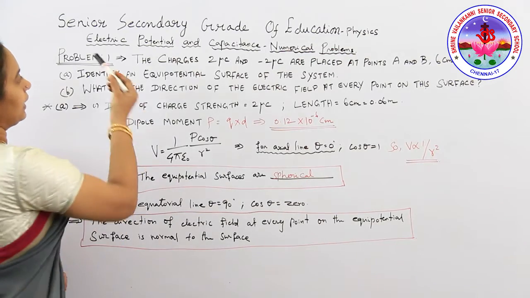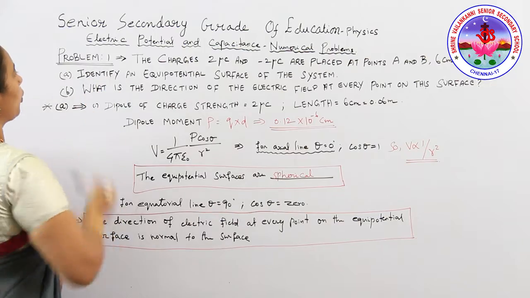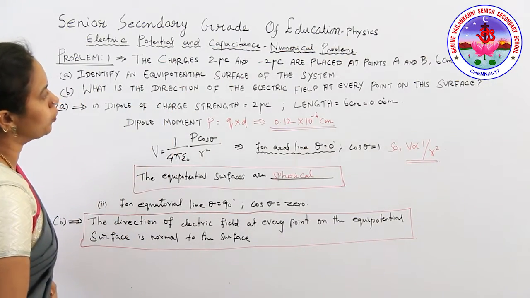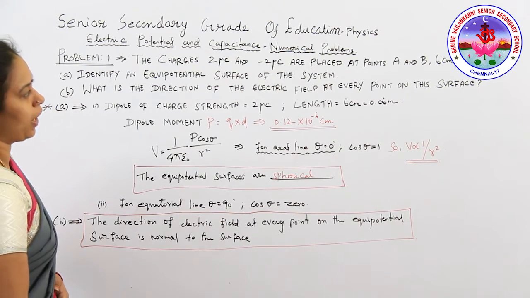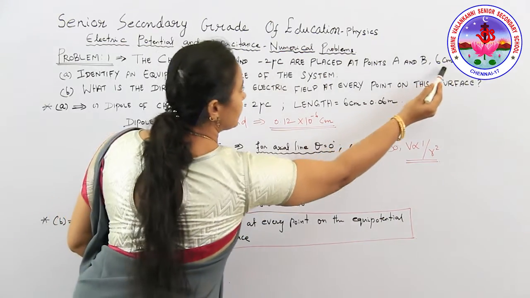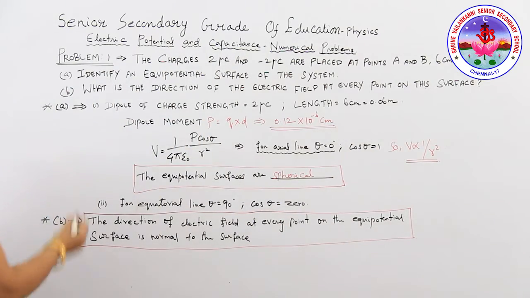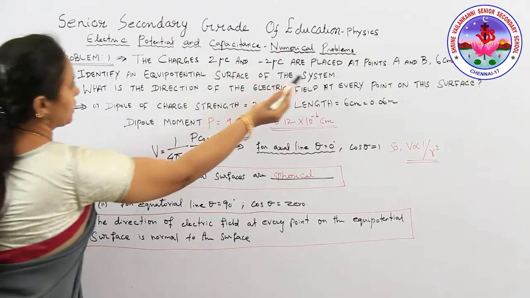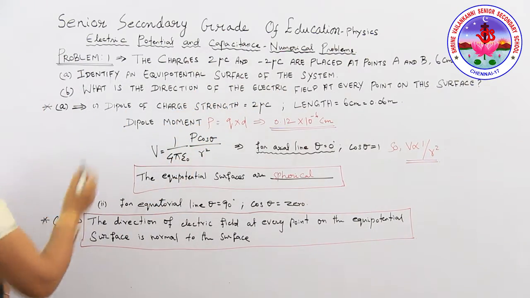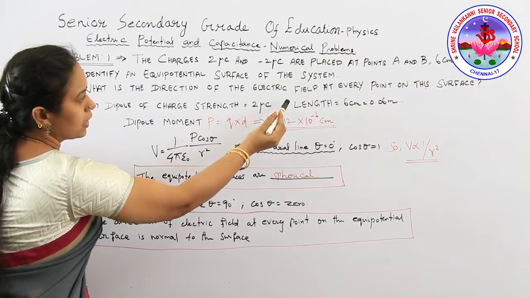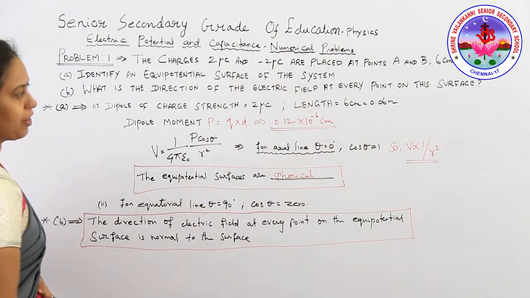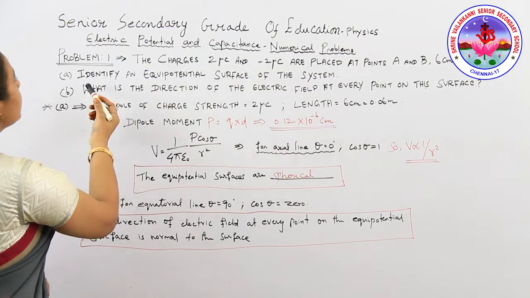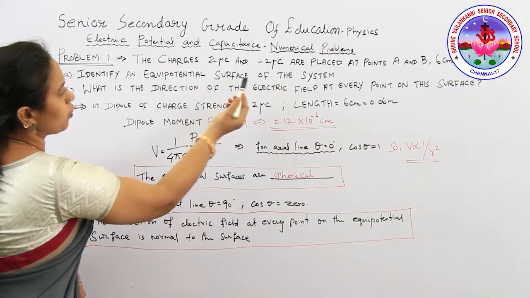In electric potential and capacitance, first problem: the charges 2 μC and minus 2 μC are placed at the points A and B, 6 centimeter apart. Questions are: identify an equipotential surface of the system, and what is the direction of the electric field at every point on this surface? The first question to arrive at is to identify an equipotential surface of the system.